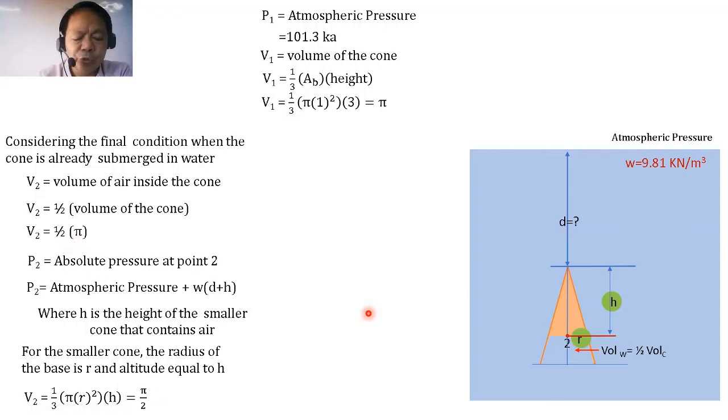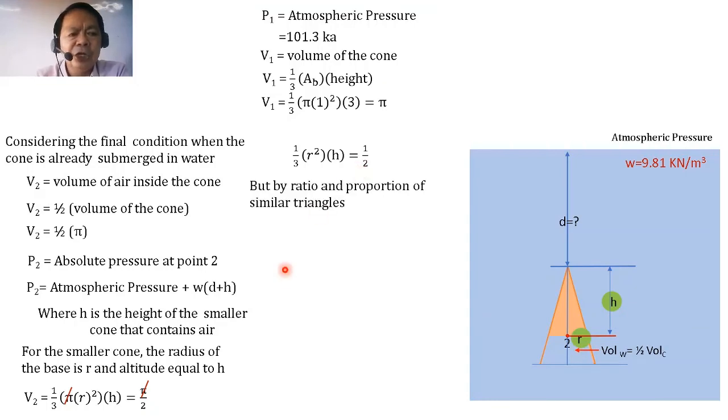Kaya kapag ito sinimplify natin, yung pi will cancel at makakakuha tayo ng relationship between r and h, and that is 1/3 of r squared multiplied by h is equal to 1/2. Okay? But there is a relationship between R and H, di ba? Meron tayong makita relationship between R and H dito. And that the relationship can be taken by duration proportion. Okay, that this smaller triangle is proportional to the larger triangle, ano, by duration proportion.